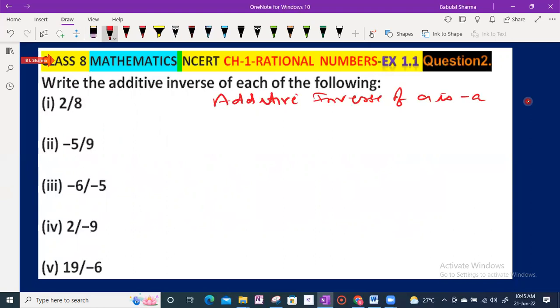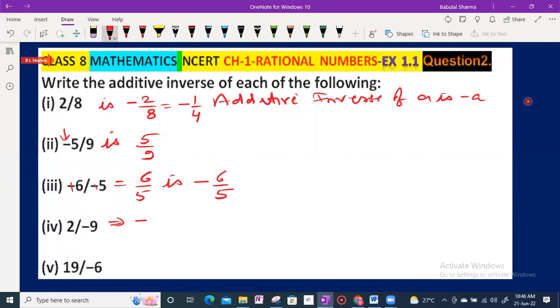You only have to change the sign. So its additive inverse is minus 2 by 8, that is minus 1 by 4. You can simplify it. Its additive inverse is plus 5 by 9. You change the sign because here it is negative, make it positive. First simplify this, that is 6 upon 5 because minus and minus is positive. And now its additive inverse is minus 6 by 5.